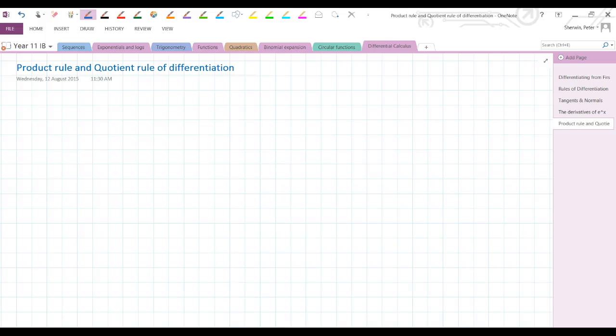Right, we're going to look now at the product rule and quotient rule of differentiation. As they suggest, rules that help us differentiate products of functions and quotients or fractions of functions. It's going to be really useful for us. So we'll get stuck straight into it, and I'll show you what the product rule is.